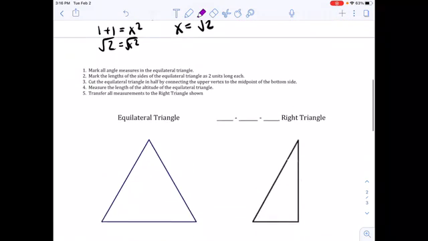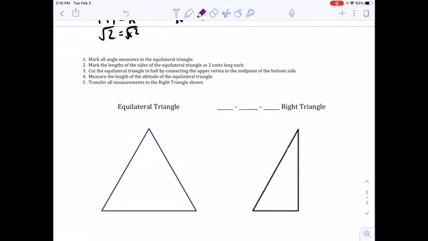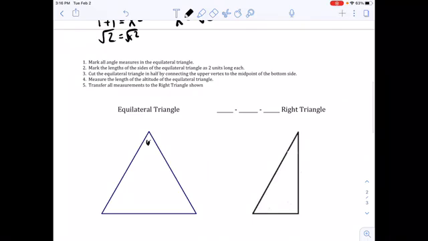Then, we have another right triangle. This time we start with an equilateral. Mark all angle measures of the equilateral triangle. We know those are all 60 degrees. And then mark the lengths of the sides of the triangle as 2 units long. Now this is just the easiest way to set these up. You could have made them a different unit long, but it would make it harder to solve.